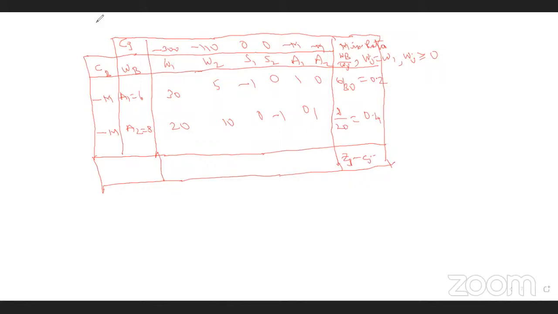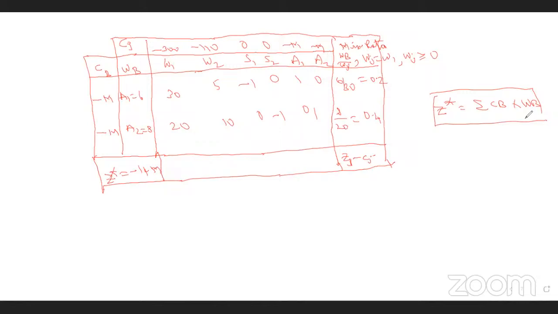ZJ minus CJ, that is Z star, we need to calculate. How to calculate Z star? Z star equal to sigma CB into WB, based upon this formula. Minus M into 6, minus M into 8, that is 6 plus 8 equals 14, so minus 14 M.